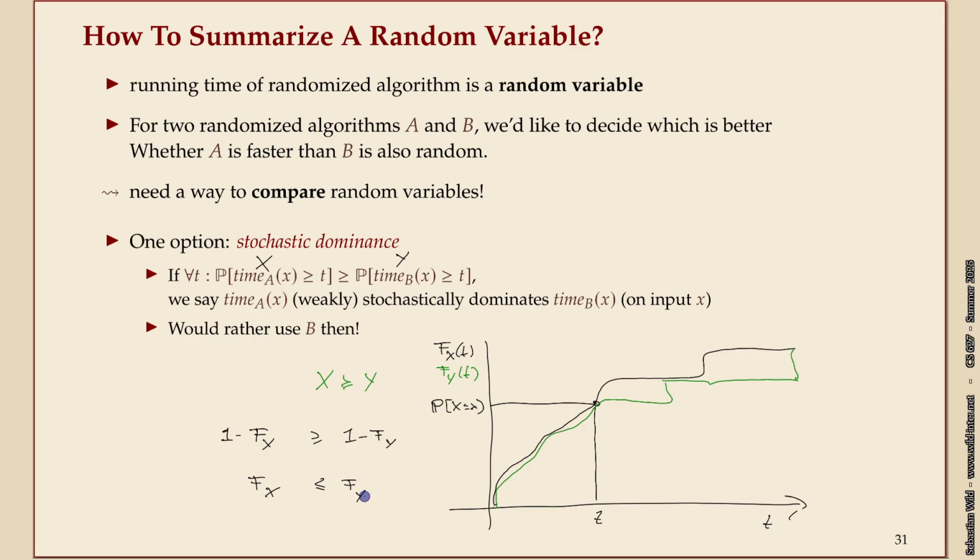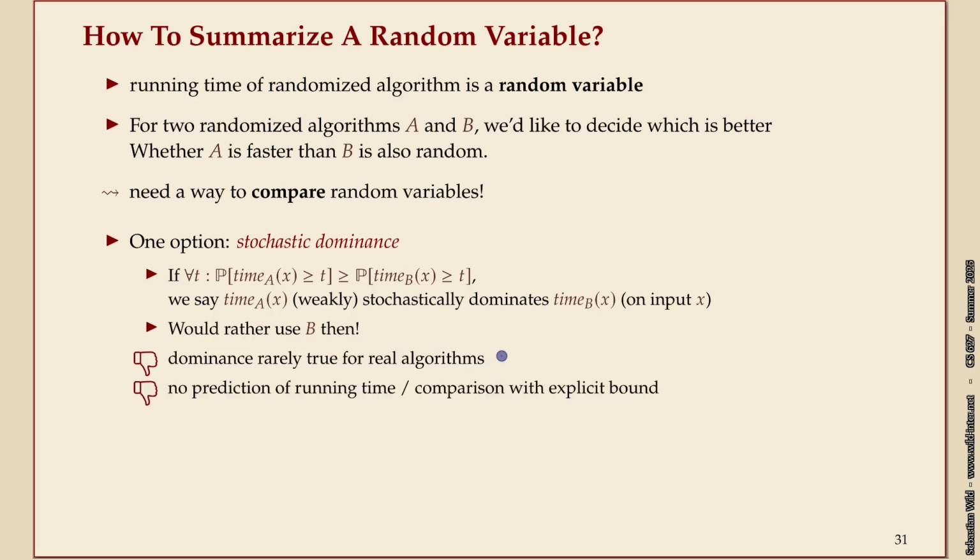So it's a simple concept, but if you think about it, this is actually very unlikely to happen. If that's true, then we would certainly want the algorithm that's at each point more likely to be faster than that point than the other. But we can't actually expect this for algorithms to happen. Most of the time, the world is not so simple that one algorithm is strictly worse than the other.